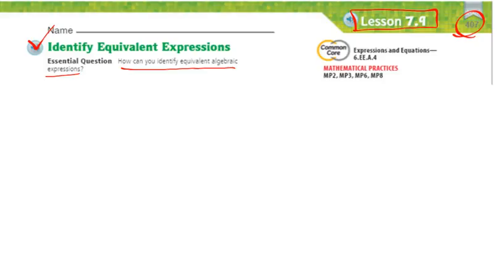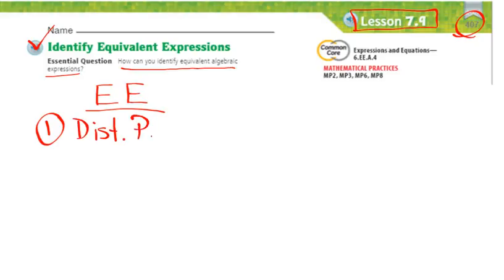All right, so we do have some different options. The first thing I would like to do, though, is we're going to look at the steps that we use to identify equivalent expressions. The first thing that we can do is utilize the distributive property. So you want to think back to what the distributive property was. Step one, we are going to use the distributive property. Always check for distributive property, and remember, if there are parentheses, odds are we can distribute.